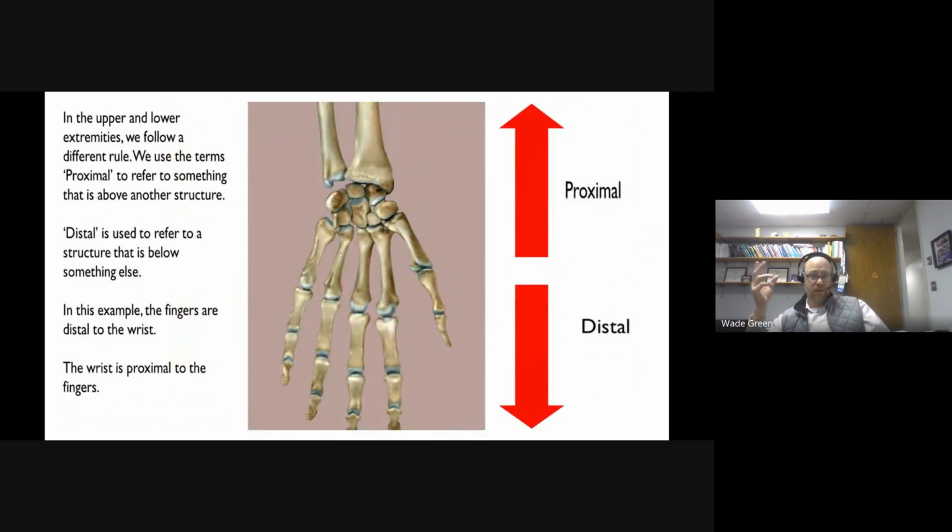Now, clearly, we have an exception if we are on the limb. If we're on the arm or the leg, instead of saying superior when referring to a limb, we're going to refer to proximal. For example, my shoulder is proximal to my elbow. My shoulder's above my elbow, therefore it's proximal to my elbow. And my fingers are distal to my elbow, or below my elbow. So in the trunk, we use superior and inferior, and then in the extremities, proximal and distal respectively.